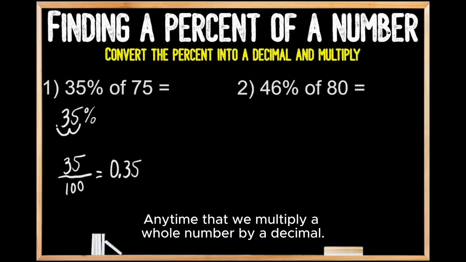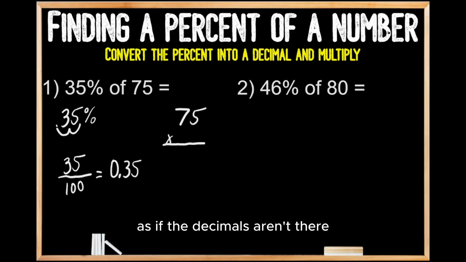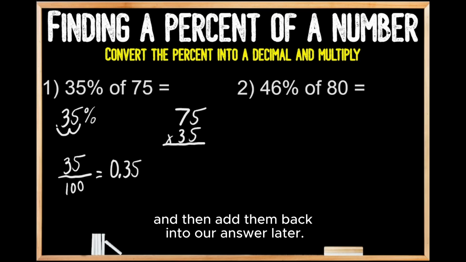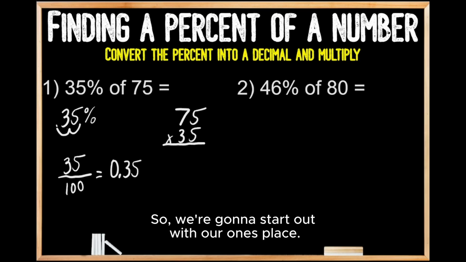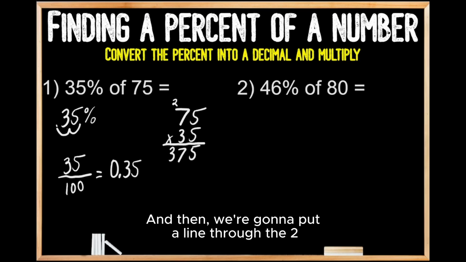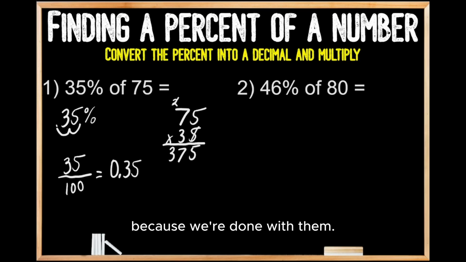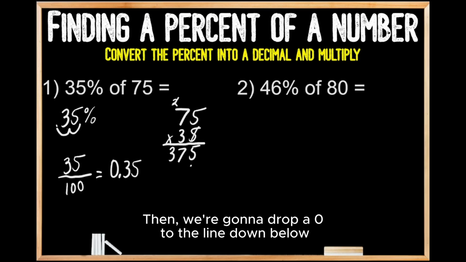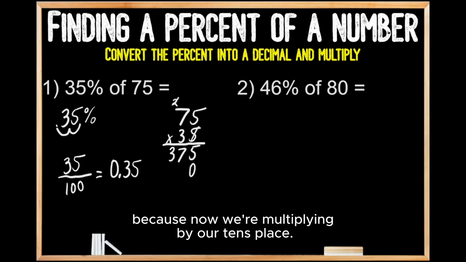Anytime that we multiply a whole number by a decimal, we're simply going to multiply as if the decimals aren't there and then add them back into our answer later. So we're going to start out with our ones place. So 5 times 5 gives us 25, so we'll write our 5 and we'll carry our 2. 5 times 7 gives us 35, plus the additional 2 gives us 37. And then we're going to put a line through the 2 as well as through the 5 because we're done with them.